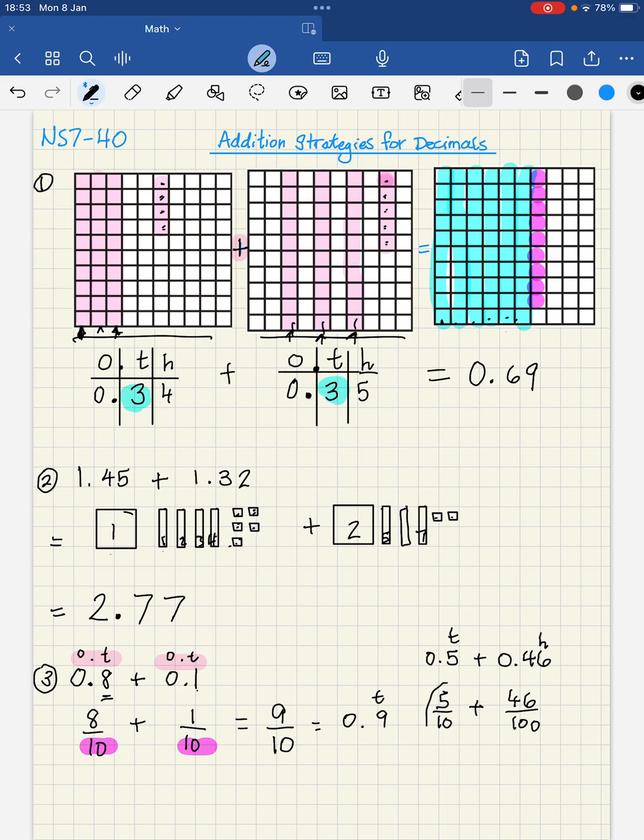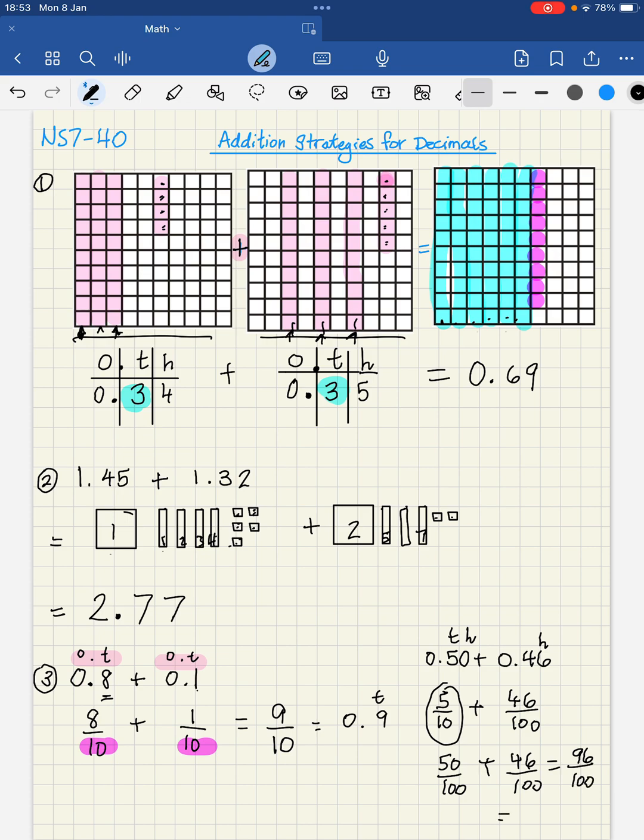Well, if we just put a 0 in as a placeholder, we now have 50 hundredths, which means the denominators are the same. And we can just add those together. So 50 plus 46 is 96 hundredths.